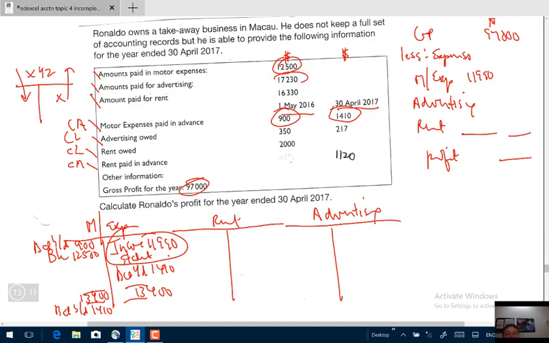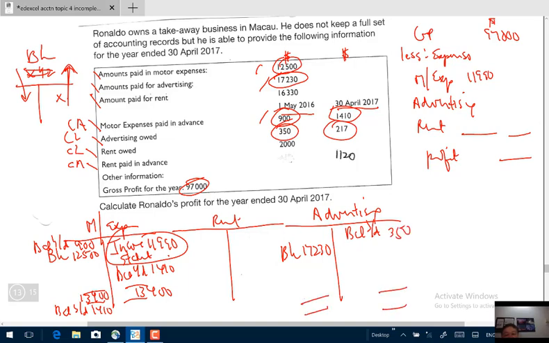Okay, amounts paid for advertising, again the same rule. You will have credited your bank, right? Credit bank and debit advertising for 17230. Let's say bank. Okay, we've done this. And now advertising owed. Okay, at the beginning of the year, you owe the advertising company 350. At the end of the year, you still owe 217. So remember I taught you, show it at the first of the following financial year on the right hand side as a liability and swinging back as a balancing figure.